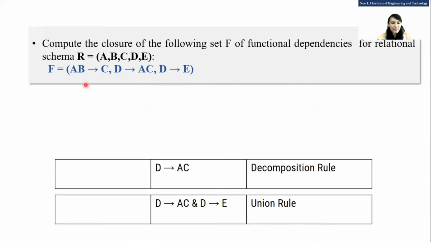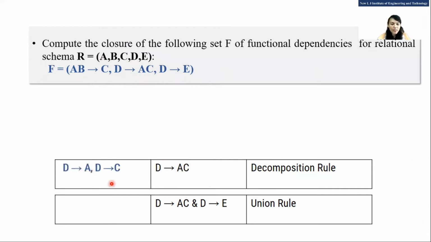Then in another example, we have functional dependencies AB determines C, D determines AC, and D determines E. The relation is given, we have attributes A, B, C, D, E. So using the decomposition rule, here we have D determines AC, so I can decompose it into D determines A and D determines C.